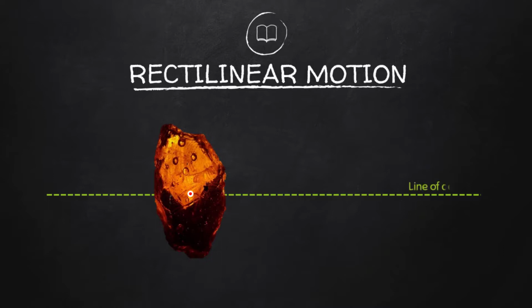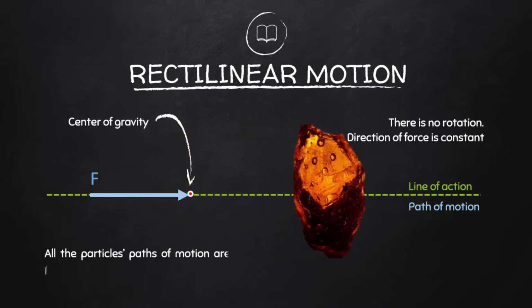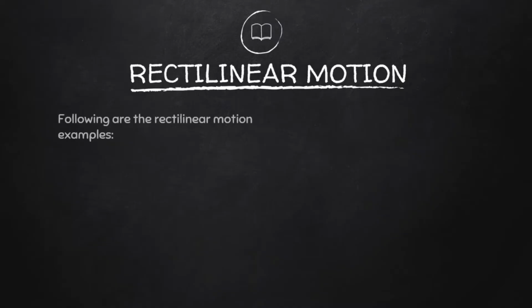Consider a flat body. When the resultant of external forces that act on the body is passing through the center of gravity of the body being considered, the path of motion will be passing along the center of gravity, collinear with the line of action of the resultant force. In this case, there is no rotation. Remember that the direction of the resultant external force will dictate the direction of motion. And if the direction of the resultant force is constant, the motion path of all particles will be straight lines parallel with each other, and this is called rectilinear translation.